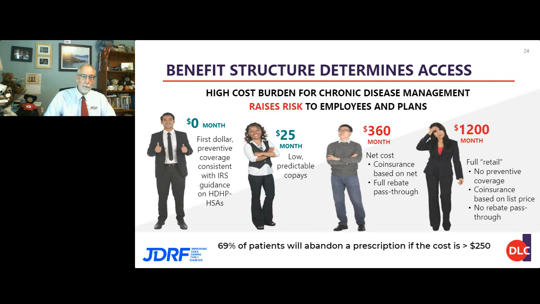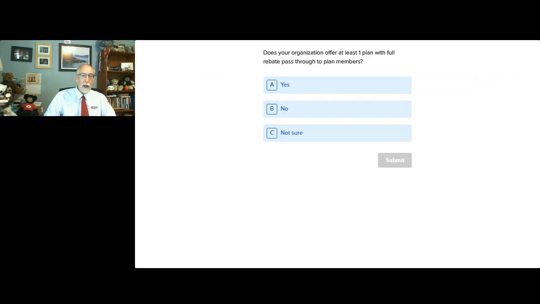as we go. So I'm going to switch us to a poll question here and ask the audience, does your organization offer at least one plan with full rebate pass-through to plan members? Again, this is just during the deductible period. So, during the deductible, are you passing rebates through? After the deductible, of course, you're getting the rebates because the participants are just paying their copay. But during that first quarter of the year, first 5, 6, however many months the person is in their deductible, are you passing it through to them?